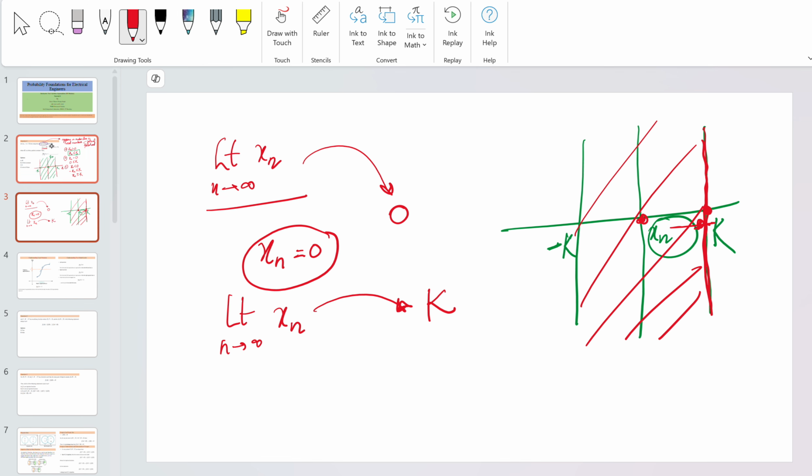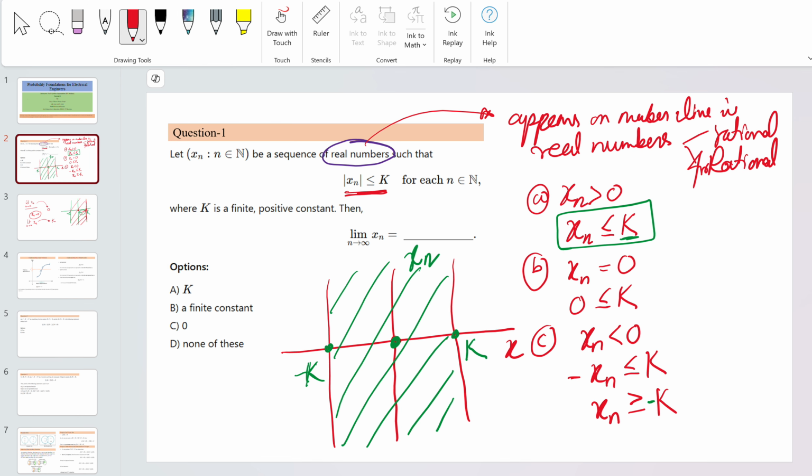Okay. So if you see the options, option A is actually k, B is a finite constant. When its value is k, it means that it will be a finite constant. Either one or two, it should be a constant. C is also possible when xn is 0. So what will be the correct answer? None of these is the correct answer for this problem. Okay, any doubt in this?